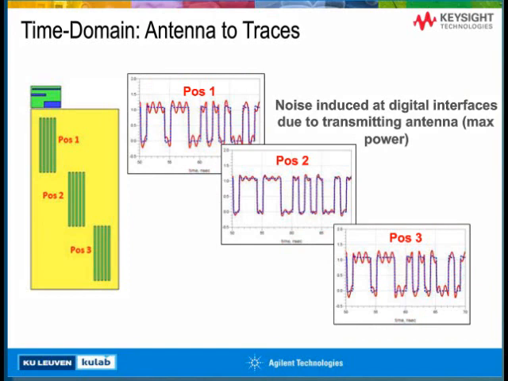We can also do the opposite in the ADS schematic, so we can also excite the antenna and then look at what's happening in the interconnect. What we did here is that we applied at the antenna port a sinusoidal signal of 900 megahertz, so a GSM signal, representing an antenna that is radiating with a radiated power of 2 watts.